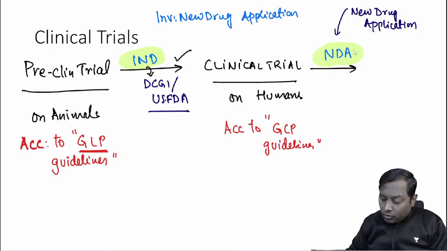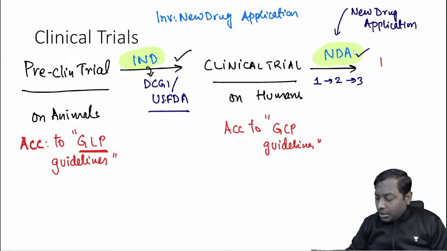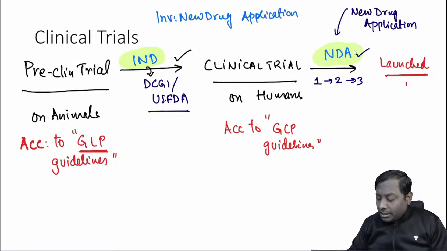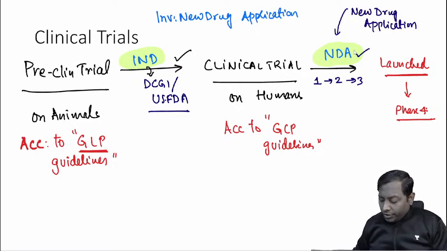So clinical trial you will be doing, let's say phase 1, then phase 2, then phase 3. Once NDA gives you permission that okay, you have done 1, 2, 3 and are good to go, you can launch the drug in the market with the new drug status. Launched, and marketing will also be started. At this point you can actually do phase 4 of the clinical trial, which is also known as post marketing surveillance.